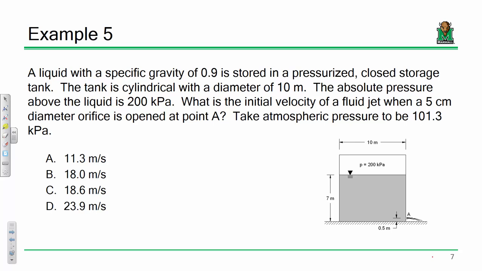Alright, so a liquid with a specific gravity of 0.9 is stored in a pressurized closed storage tank. The tank is cylindrical, has a diameter of 10 meters. The absolute pressure above the liquid is 200 kilopascals. So it's in a tank and there's pressure above the liquid, 200 kilopascals. And then we cut a nozzle at the bottom. What's the initial velocity of a fluid jet when a 5 centimeter diameter orifice is open at point A? Take the atmospheric pressure to be 101.3 kilopascals.